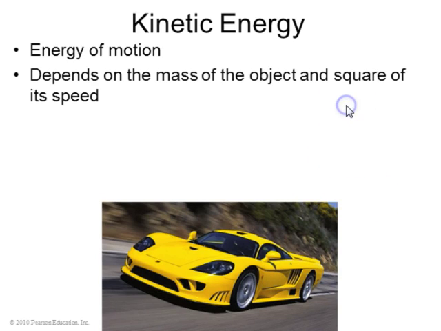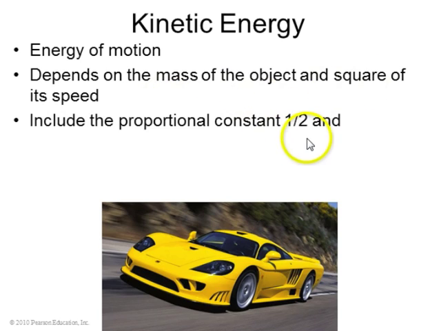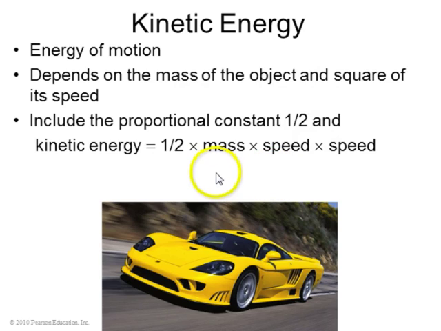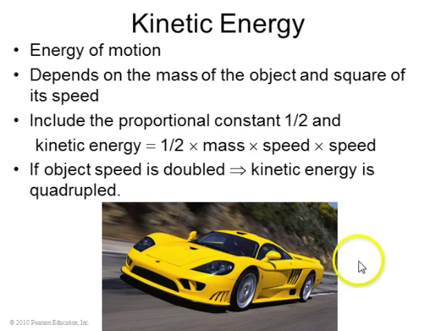Another form of energy is kinetic energy. This depends on the mass of an object and the square of the speed times a half. So the equation is actually 1/2 times mass times speed squared. So this means if you speed an object up, double its speed, you quadruple the amount of energy it has of its motion.